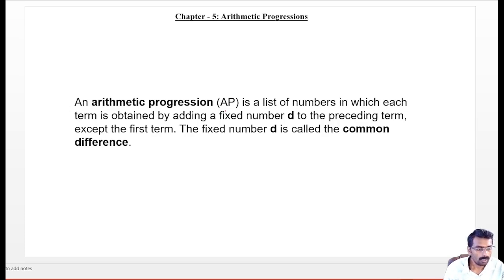Arithmetic progression, in short form written as AP, is a list of numbers in which each term is obtained by adding a fixed number, that is D, to the preceding term except the first term. For the first term, we are not adding any D, but we add D to the first term to get the second term. The fixed number D is called the common difference.